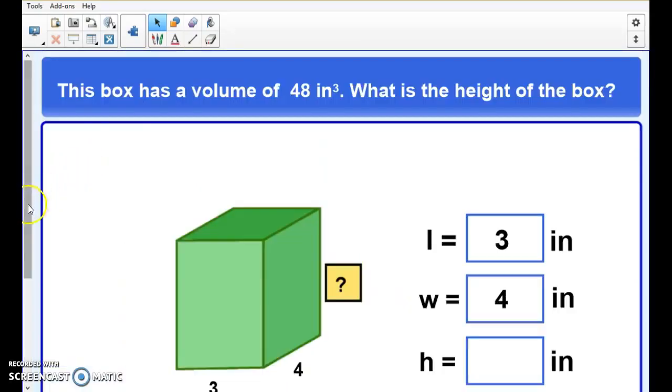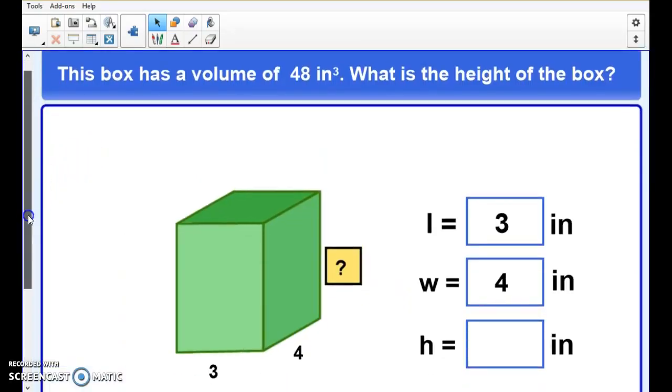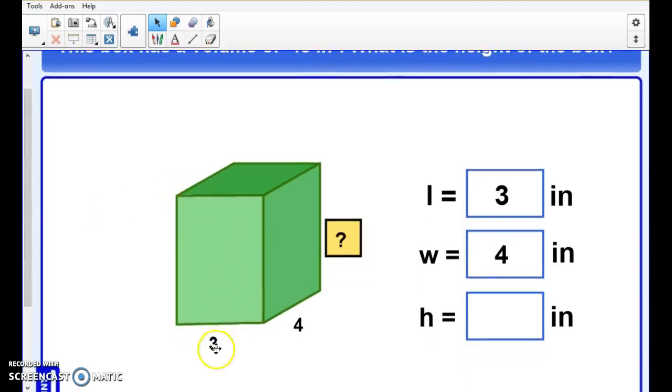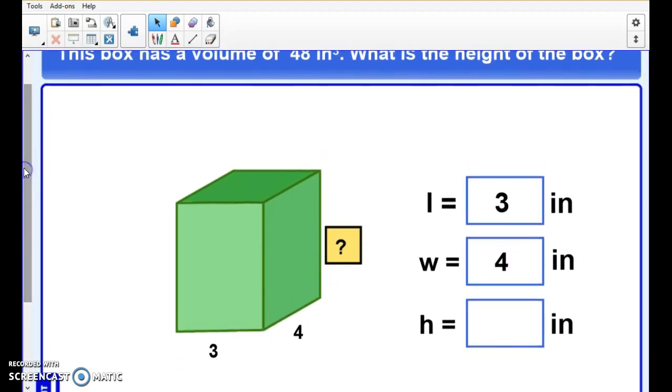All right, this one says that we have a box that has a volume of 48 inches cubed. What is the height of the box? So kind of like that last problem. So I have a 3 and a 4, which is a 12. I know my answer is 48. So 12 times what gives us 48? Well, the answer is going to be 4.